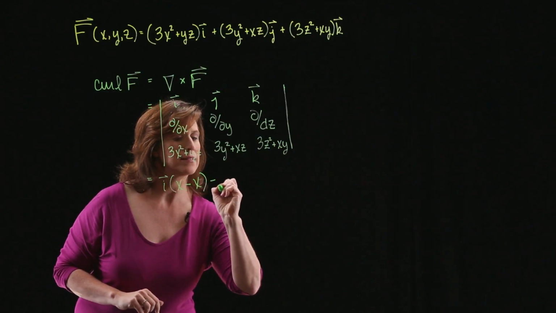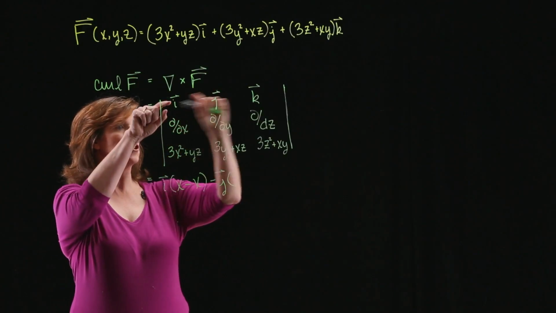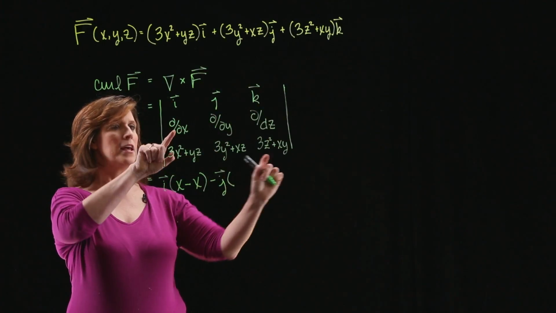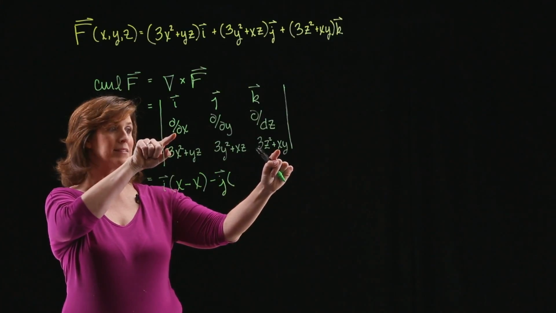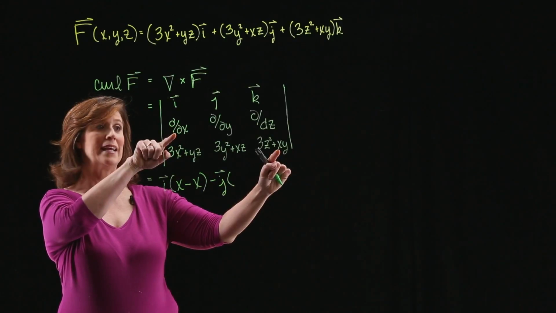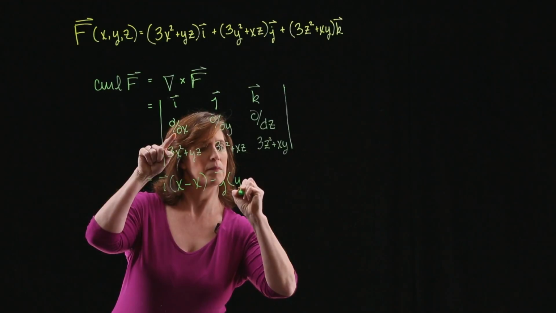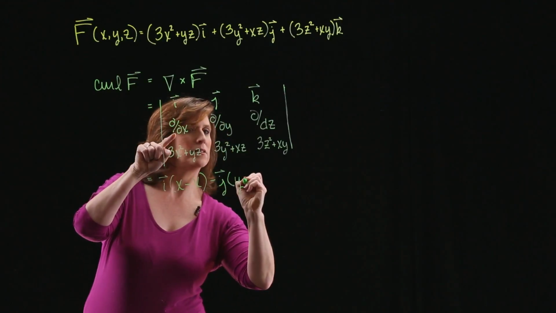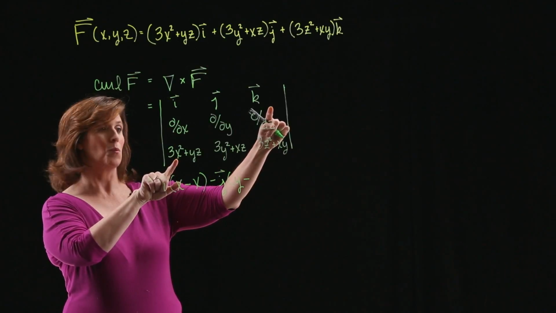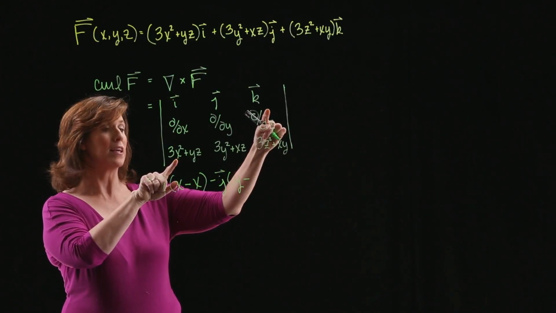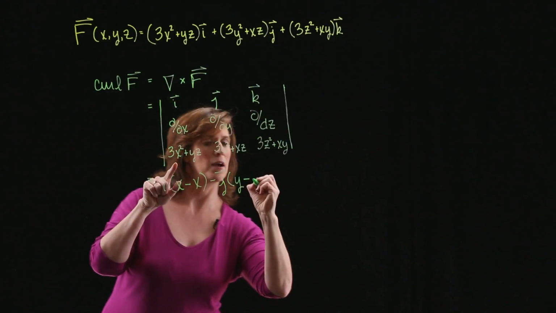Now I'm going to subtract my vector j, so I'll cancel out the top row and the middle column, so I need the partial of 3z squared plus xy with respect to x. So again, everything is treated as a constant except for the x, which makes this partial y. Then I'll subtract the partial of 3x squared plus yz with respect to z. Again, everything is treated as a constant except for the z, so this partial will end up being a y.